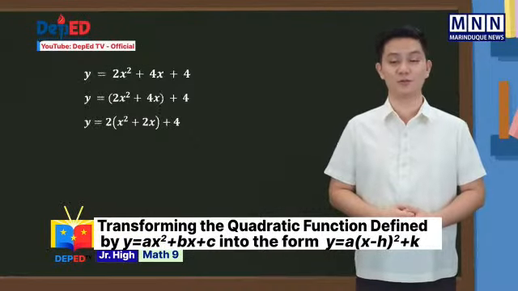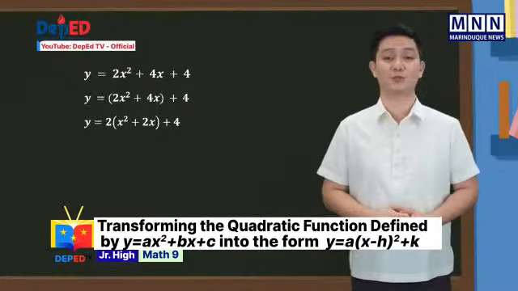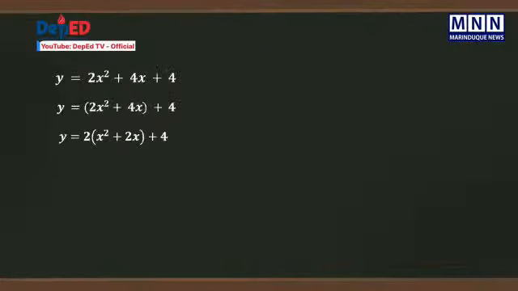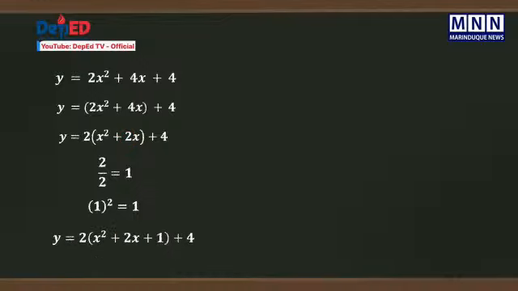Thus, y is equal to 2 times the binomial x squared plus 2x plus 4. Then, we square the half of the coefficient of x. 2 is the coefficient of x. Its half is 1. The square of 1 is also 1. We add 1 to the binomial enclosed in the parentheses, hence completing the square. And so, we must subtract from the constant term, positive 4, the product of 1, which we added to the binomial enclosed in the parentheses, and 2, the leading coefficient, written beside the open parenthesis. 1 times 2 is equal to 2. Hence, y is equal to 2 times the trinomial x squared plus 2x plus 1 plus 4 minus 2.